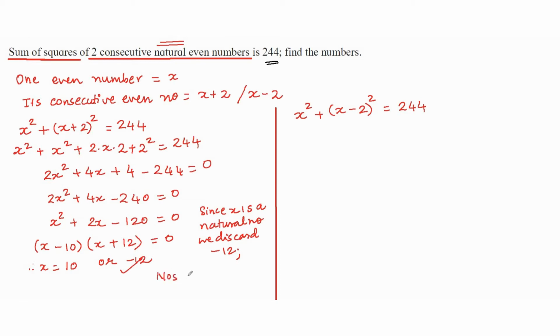So the numbers are x and x plus 2. So the numbers are 10 and 12. Now let's quickly check. 10 square is 100. 12 square is 144. 100 plus 144 is 244.